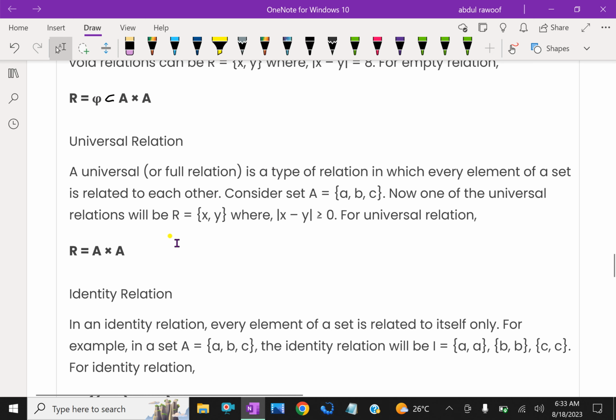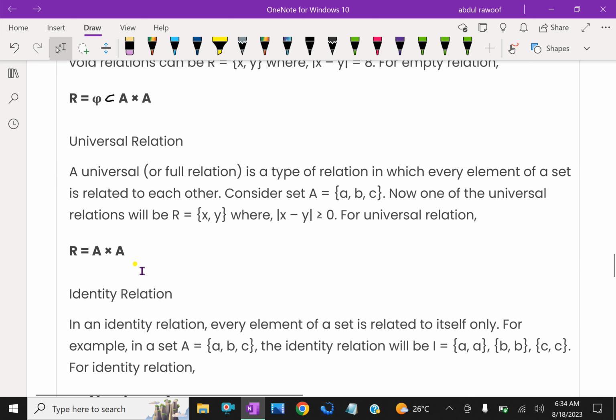The universal relation, or full relation, is a type of relation in which every element of a set is related to each other. Consider set A equal to {a, b, c}. One of the universal relations will be R equal to {(x, y) : |x − y| ≥ 0} for the universal set. That means each and everything is related, that means the relation is equal to A cross A.